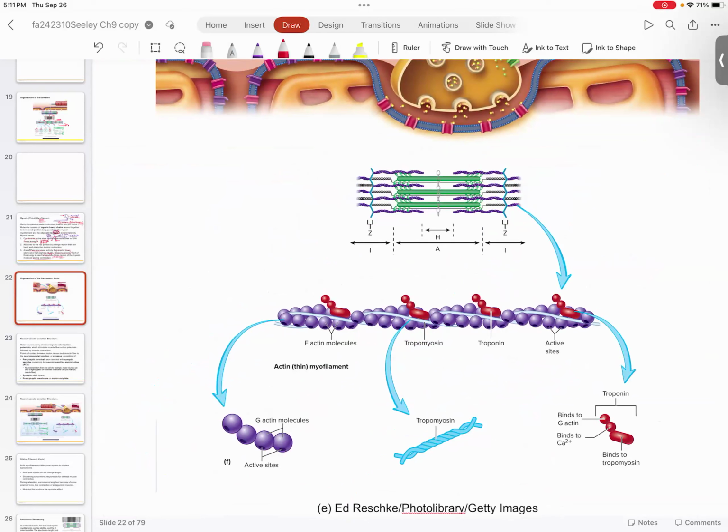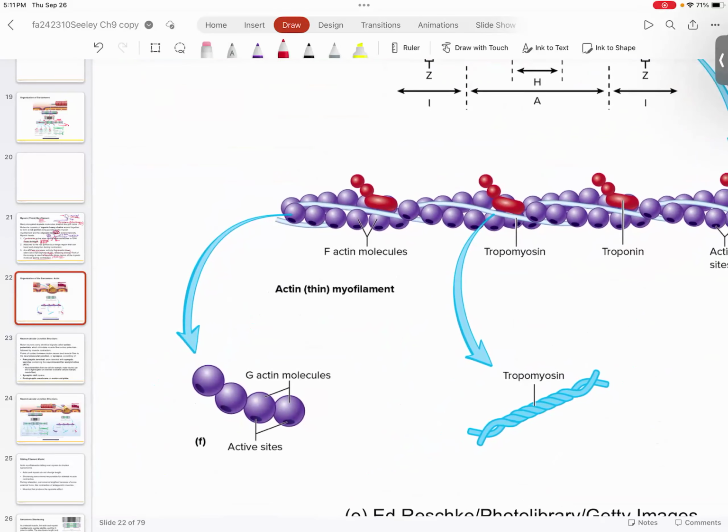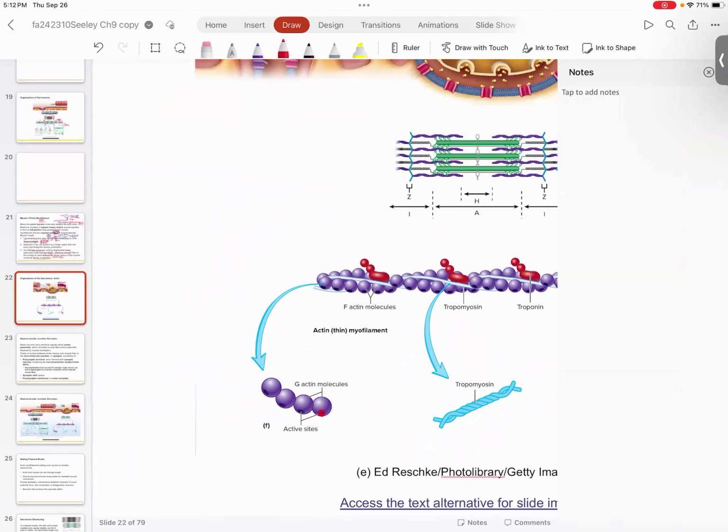You have the fibrous actin, which is the F actin. And then the G actin, if you notice here, is going to have these actin sites, these little black sites here. I'm going to color them red so you can see they stand out a little bit better. So these are little binding sites for the myosin heads.